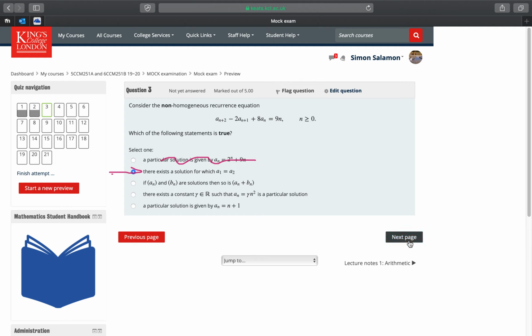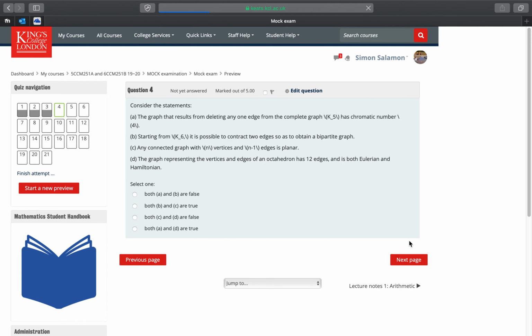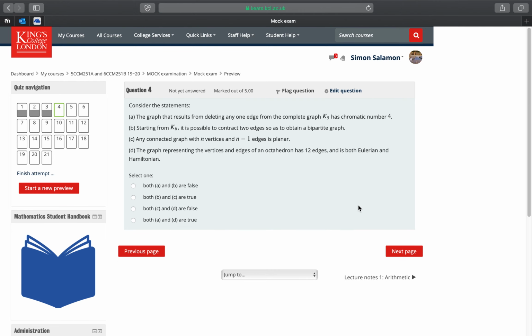Next page. So here we have a question about graphs, but there's no picture here, so you have to know pretty well what K5 is. And again, with this sort of question, unless you happen to be lucky and spot the answer that's correct here, you would need at least to evaluate 3 of these statements. So you should look at them all, not necessarily in the order given.